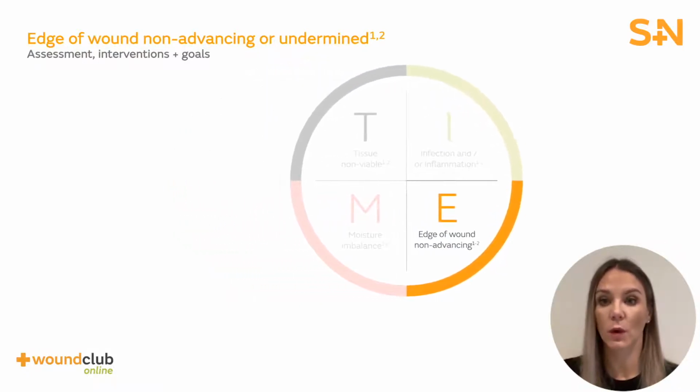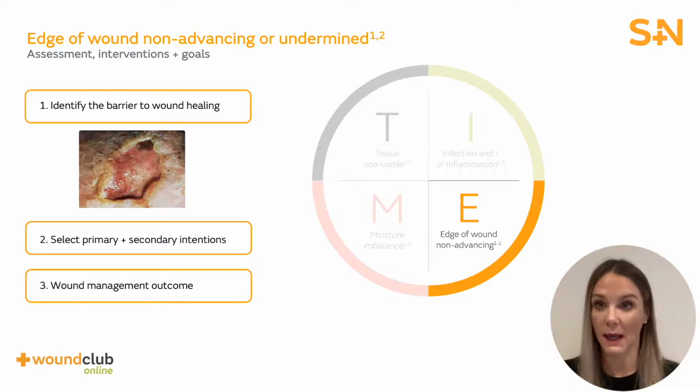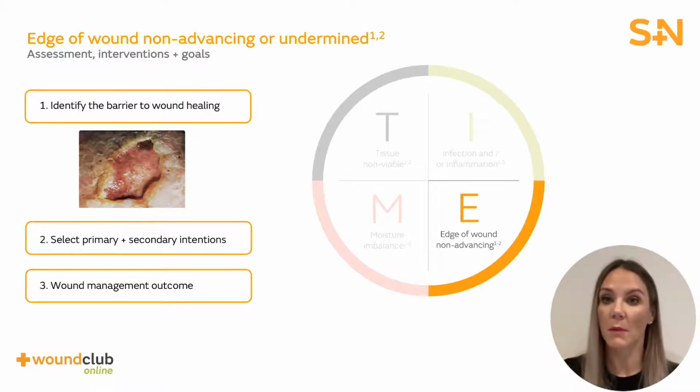This is the final component of TIME, and it is the active division, migration and maturation of epidermal cells from the wound margin across the open wound. When we talk about non-advancing, this means that the wound is not making any progress, and undermining means that the wound bed is not attached to the wound edge, which is going to prevent the wound from making progress unless appropriately managed.